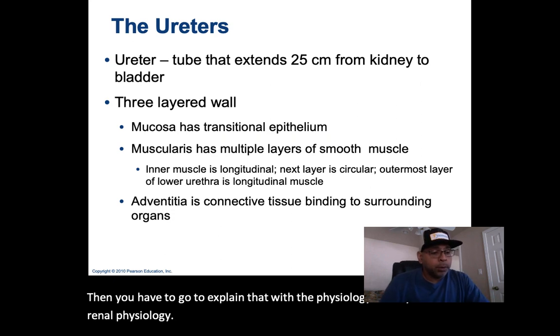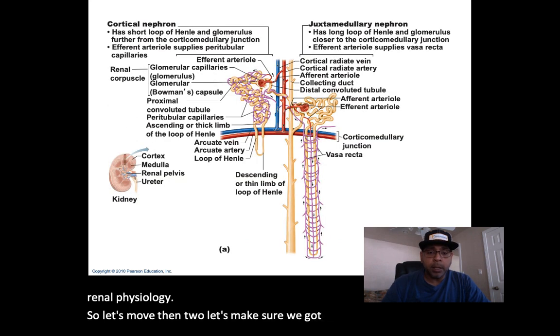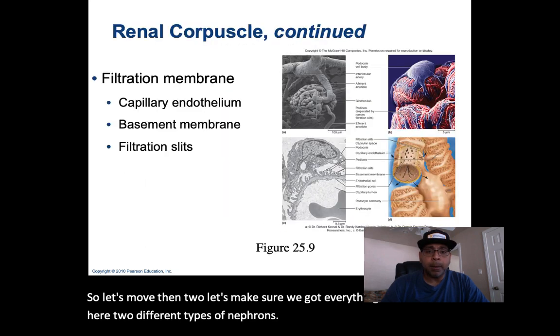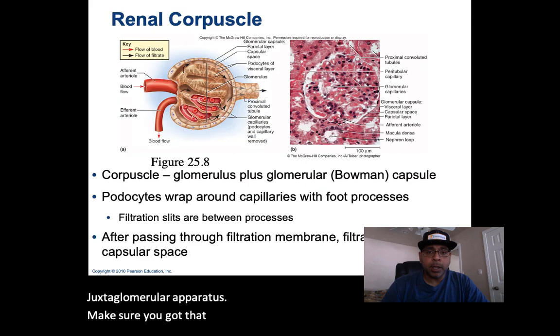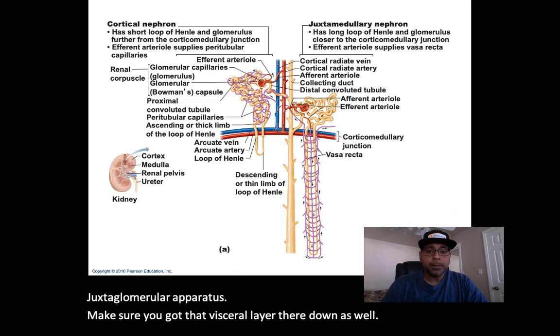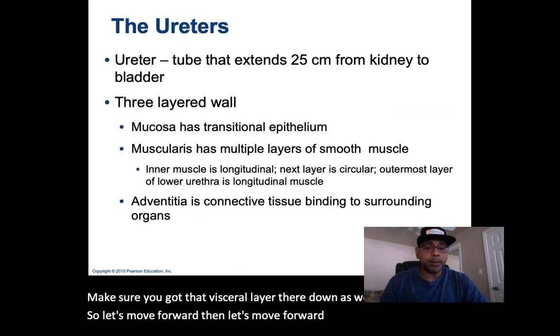So let's make sure we've got everything taken care of here. Two different types of nephrons. Juxtaglomerular apparatus. Make sure you got that visceral layer there down as well. All right. So let's move forward and let's talk about the ureters.